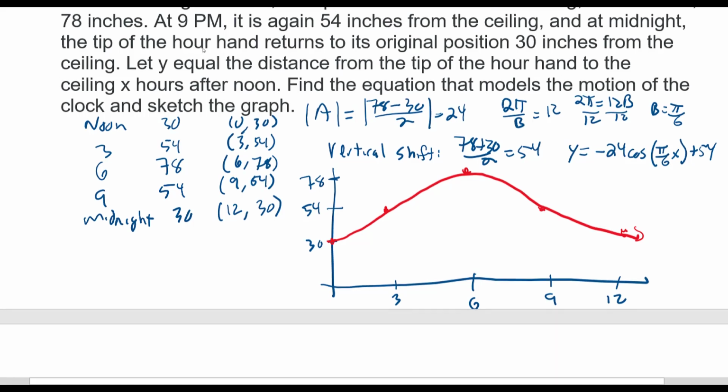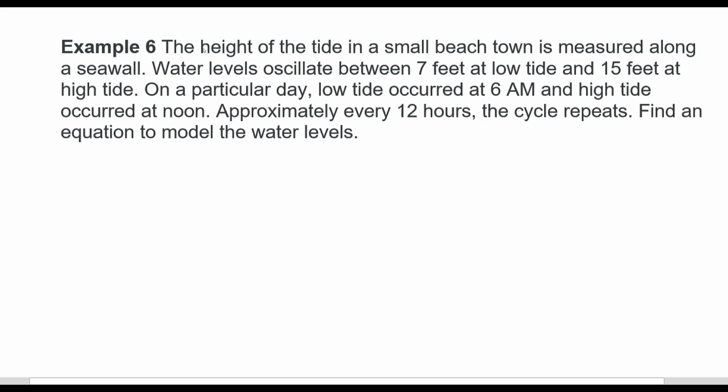Okay, let's go on to example 6. The height of the tide in a small beach town is measured along the seawall. Water levels oscillate between 7 feet at low tide and 15 feet at high tide. On a particular day, low tide occurs at 6 a.m., high tide at noon. Approximately every 12 hours, the cycle repeats.